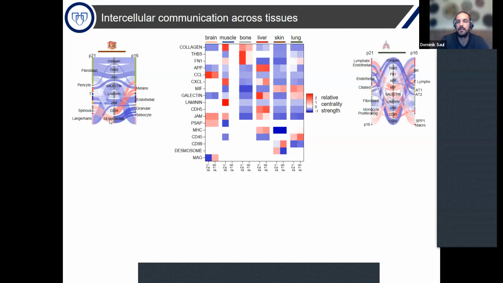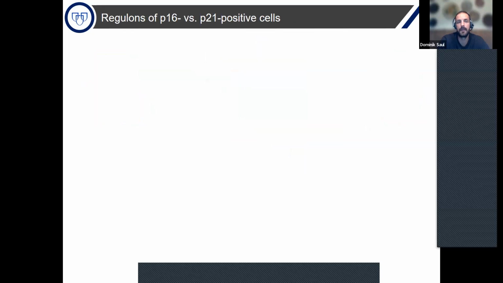And in the lung tissue, finally, we see a lot of differences. One that is very interesting is FN1, because P16 positive cells seem to secrete a lot via FN1, but P21 cells don't do that at all. So that is another way to show that these cell types are distinct from each other, because they behave differently regarding their secretory activity across all these tissues and even across species.